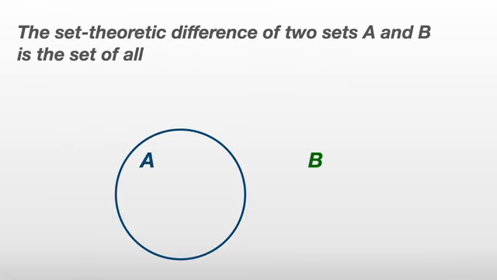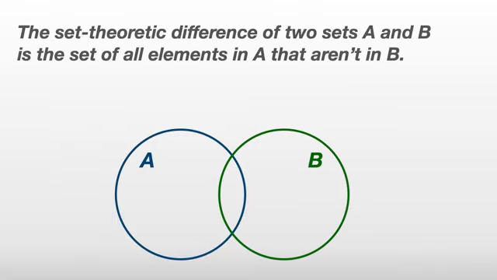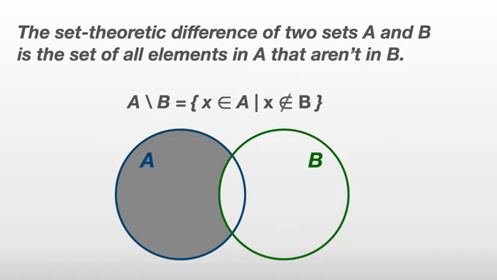The set theoretic difference of two sets A and B is the set of all elements in A that aren't in B. It's usually denoted by a backslash, and can be thought of as subtracting B from A. I'll call it A minus B for the rest of the video, but remember, this is just to make things easier to say.